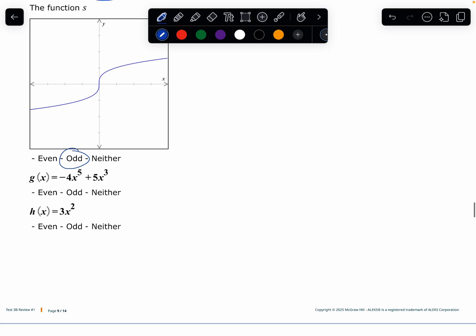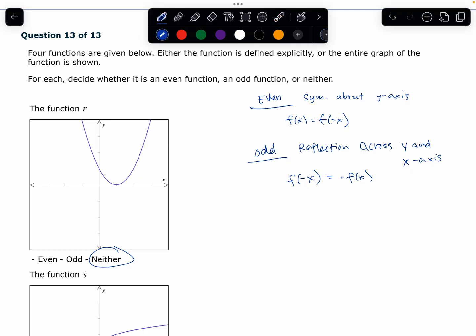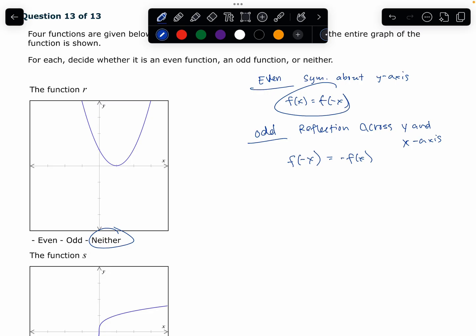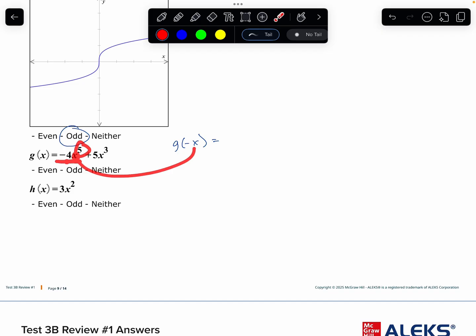Okay, for these next two, we're going to have to prove it with this part right here. So I always check to see if this is true right here. Let's take g of negative x. If I plug in negative x here, because this term has an odd degree, it's going to flip the sign. So this will turn into positive 4x to the fifth. Same thing if I plug in the negative x here, because it's an odd degree, that's going to change this term to be negative 5x to the third. So this is not the same as this right here, so it's not even.